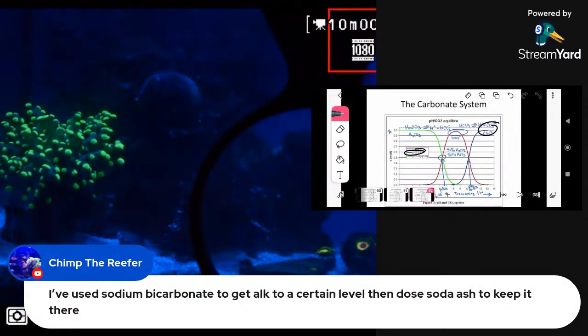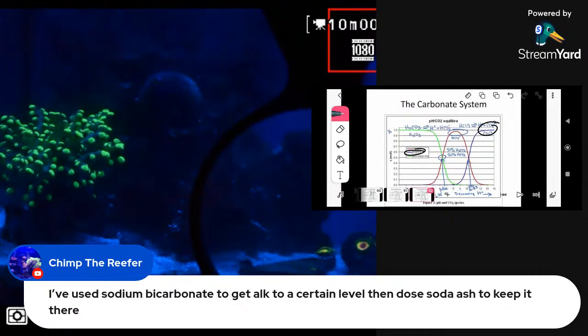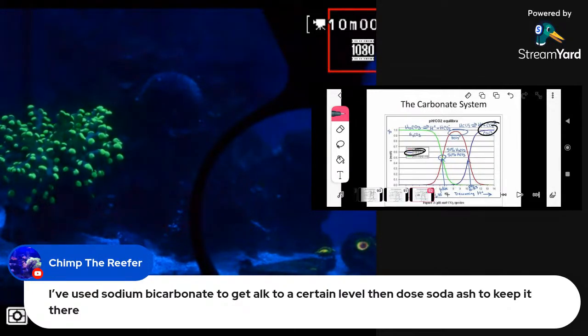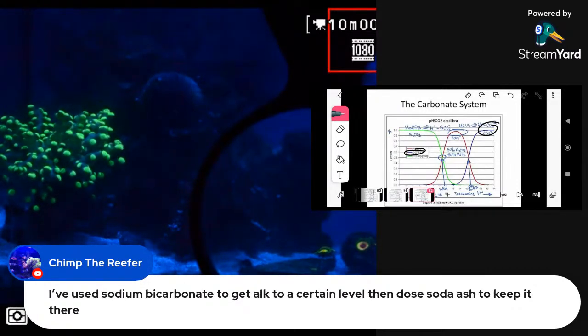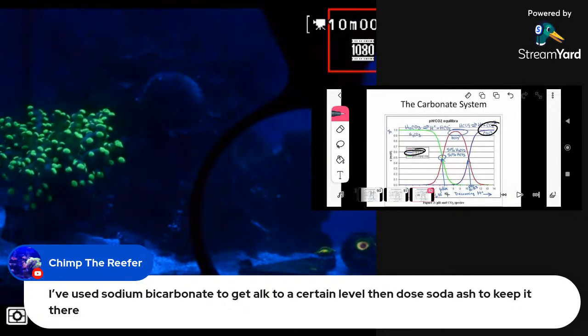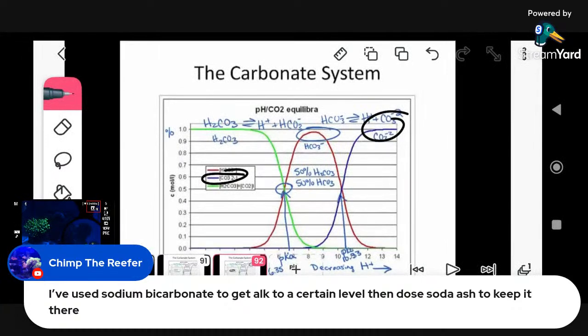I use the small sodium bicarbonate to get out to a certain level, then dose soda ash to keep it there. Hey, Chimp, you just went to my next thing when I was going to talk about buffers later in my presentation, but you beat me. So let's get to it. So what Chimp is saying, he's adding baking soda, bicarbonate.